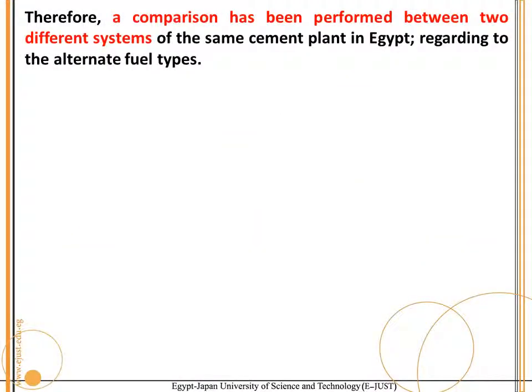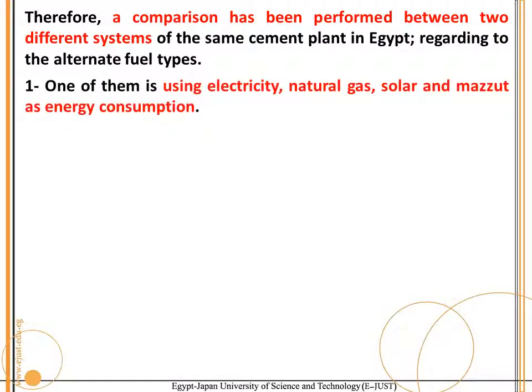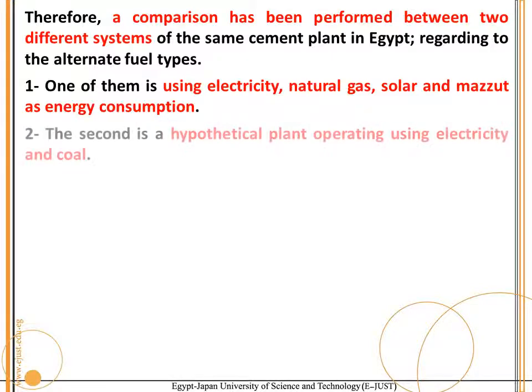Therefore, a comparison has been performed between two different systems of the same cement plant in Egypt regarding the alternative fuel type. One of them is using electricity, natural gas, solar, and mazout as energy consumption, and the second is a hypothetical plant operating using electricity and coal.